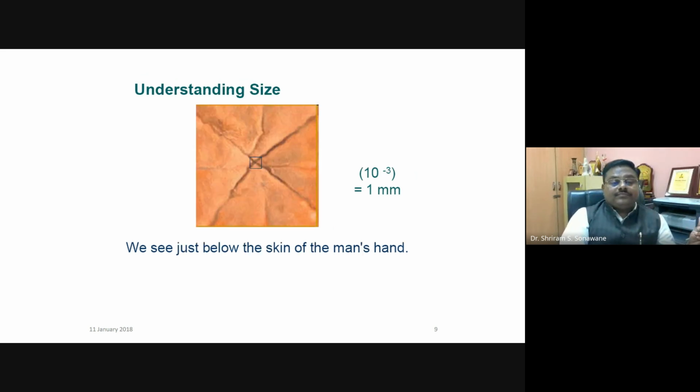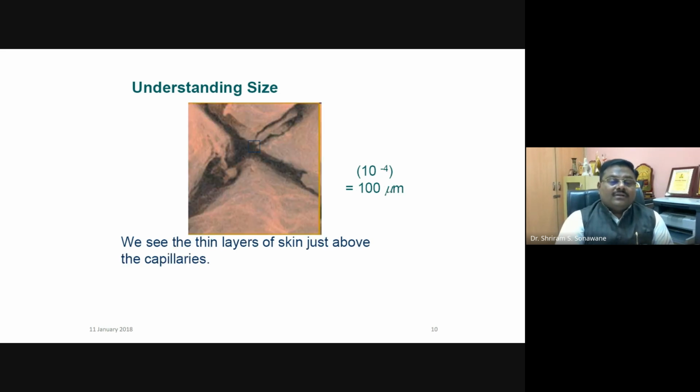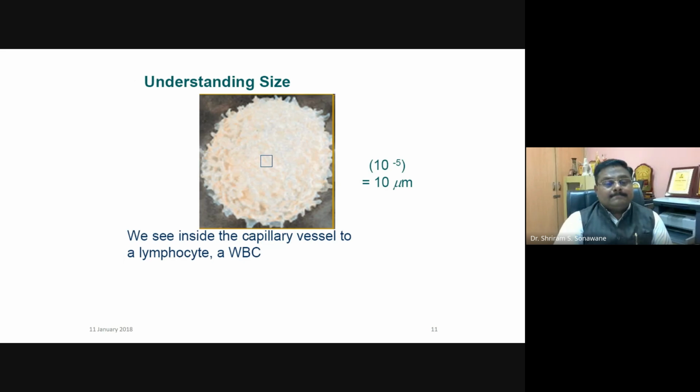Next slide. Then at around 10 raised to minus 3 meter and 1 mm, we just see below the skin of the man's hand. Next. At 100 micrometer, that is 10 to minus 4 meter, we see the thin layer of skin just above the capillaries. Next slide. Now, at around 10 to minus 5 meter or 10 micrometer, we see inside the capillary vessel a lymphocyte, a white blood cell, is visible.